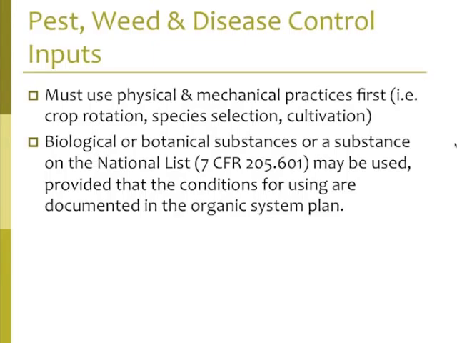Some examples of this would be selecting disease-resistant varieties of a crop, using crop rotations to break pest cycles, and planting crops that attract beneficial insects. And your plan should include a description of all these preventative practices that you employ.